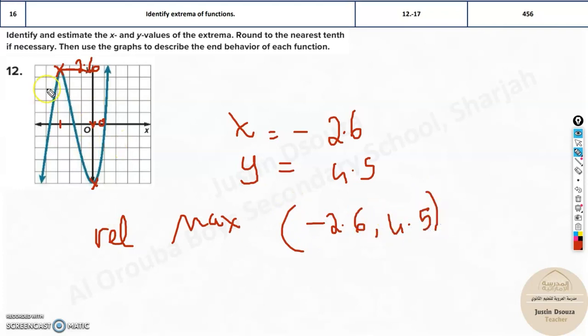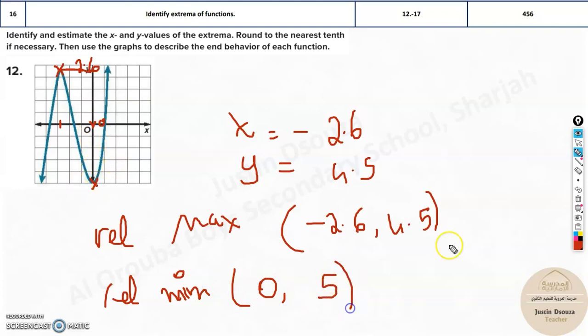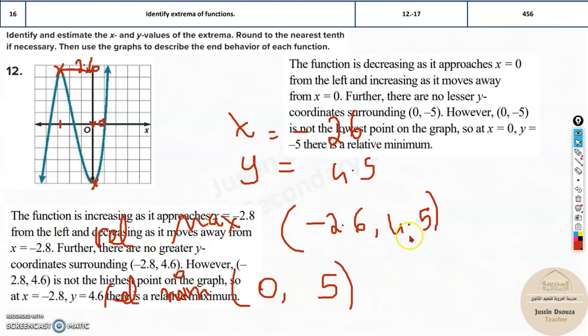Now this may not be accurate. I have not done it accurately. Look at your options, only one will be accurate. Okay, so this is the relative maximum. What is the relative minimum? Relative minimum, MIN, is the short form. The x value is 0. What is the y value? 1, 2, 3, 4, 5. So 0, 5.